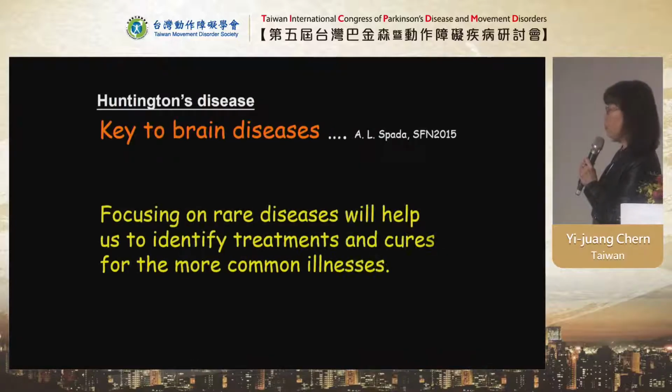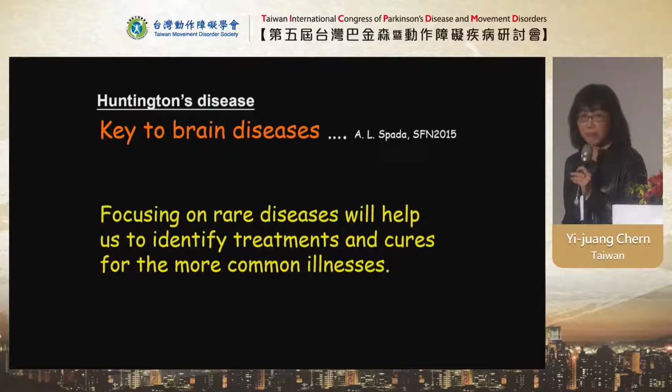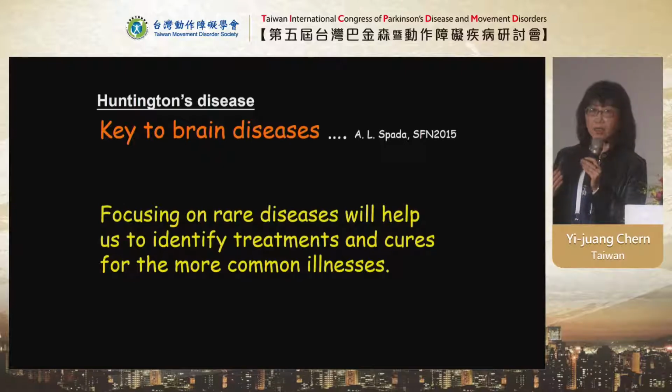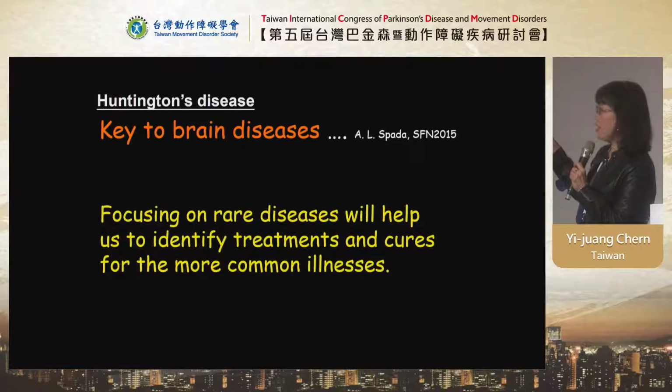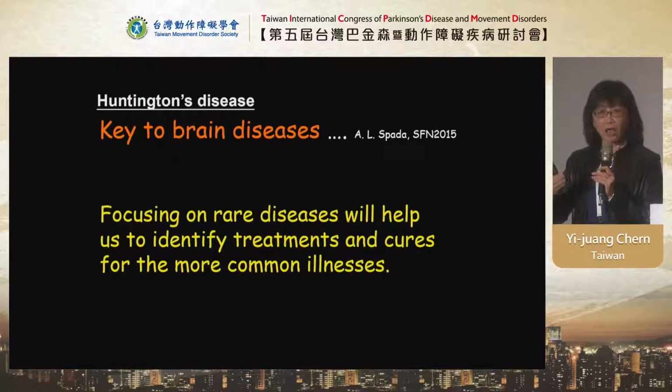Huntington disease, of course, is very important because many big pharma companies look into it, not because this disease has a huge market. We all know this is a rare disease, but because it provides an opportunity for a drug to be tested first in Huntington disease. And as Chongmei mentioned, the important thing is the drug has to go into the brain.